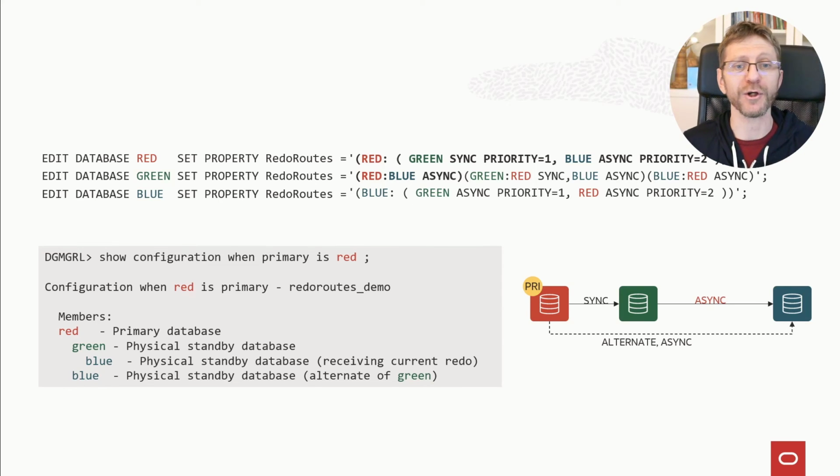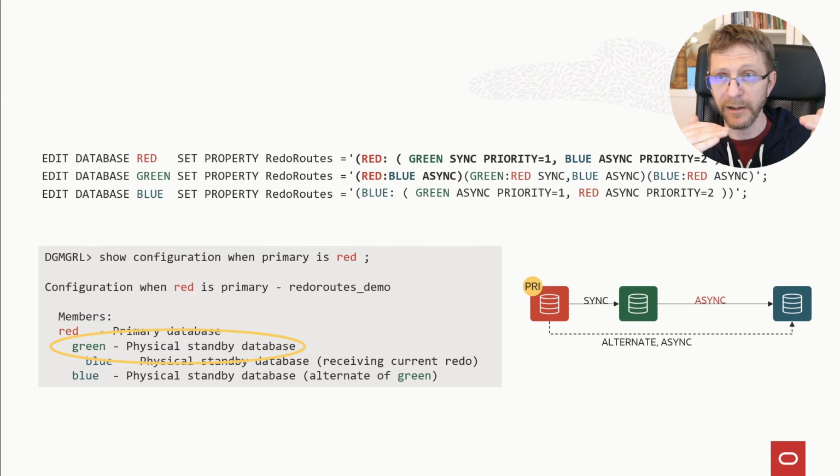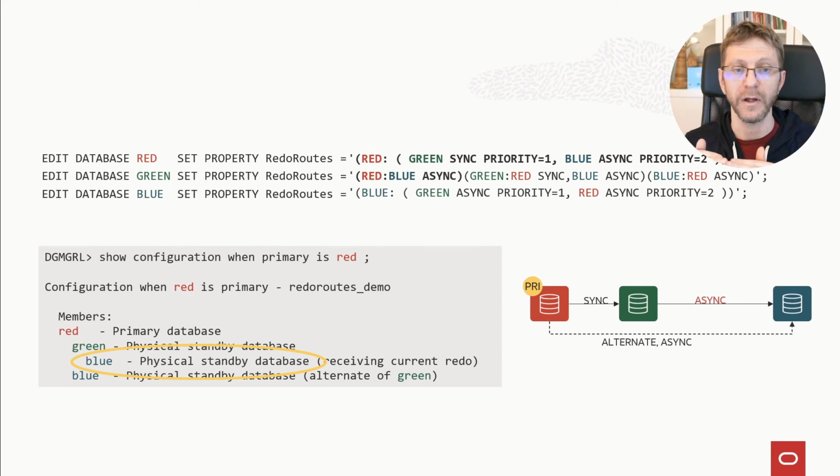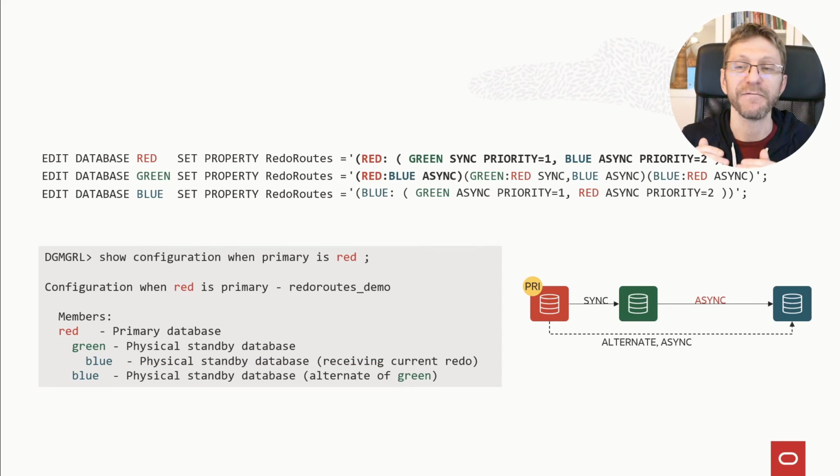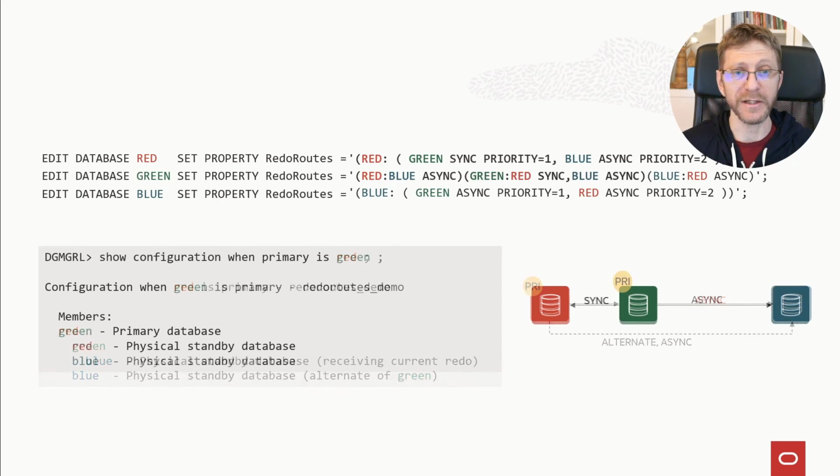So show configuration when primary is red, I have red is the primary, then green, then cascading to blue. And I can see that I have a second line for blue database that says alternate of green. That means that if green is not available, red will send directly to blue, and I can see that because green and blue are indented at the same level. So this is correct for the red database.